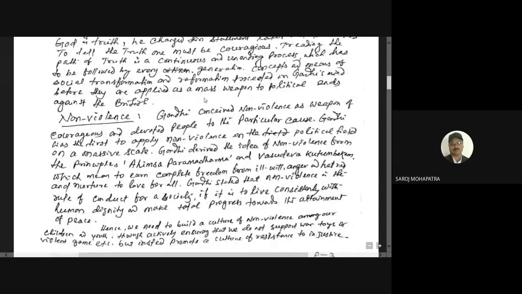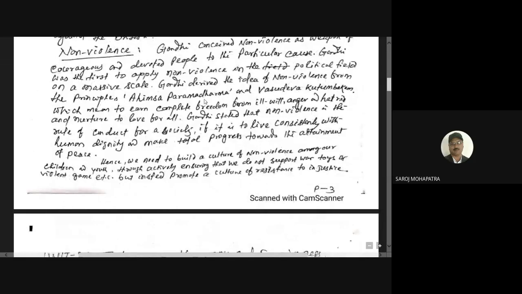It is because that peace is permanent when all the people in the society get the minimum standard of living. They will get the freedom. They will emancipate their life from any sort of exploitation. So that is peace. Hence, we need to build a culture of non-violence among our children and youth.